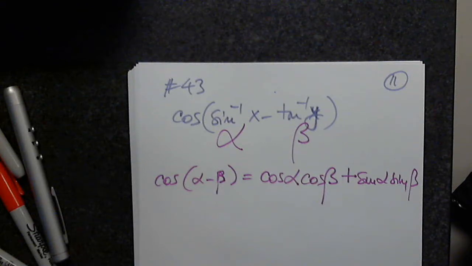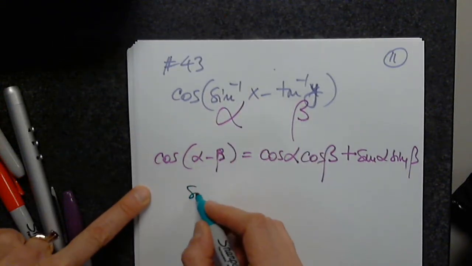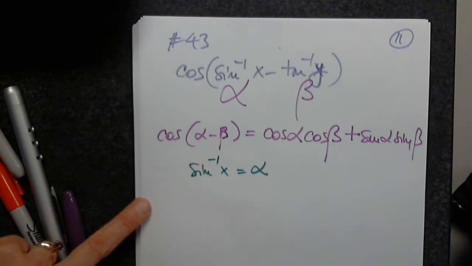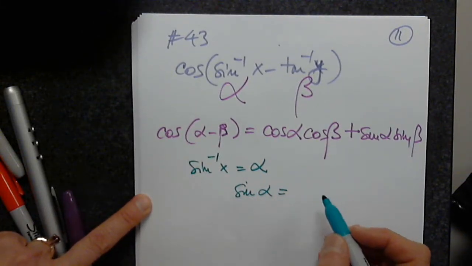So now I have to determine, bless you, 4 pieces. I have to determine 1, 2, 3, 4 pieces. But I know how, because I've done this before. This is another review for the test next week. So what is this? Sine inverse x is alpha, which means that sine alpha is x.